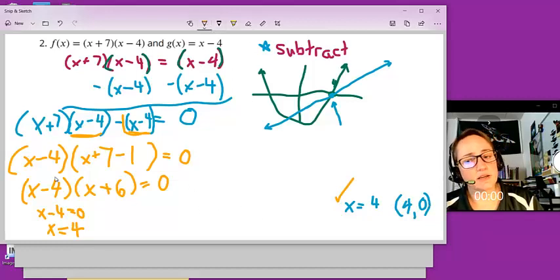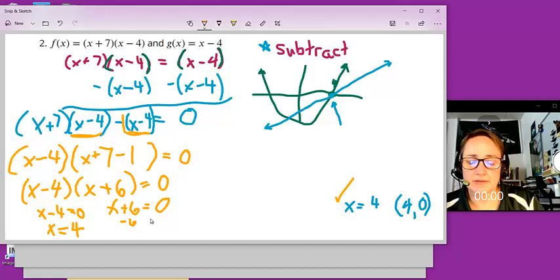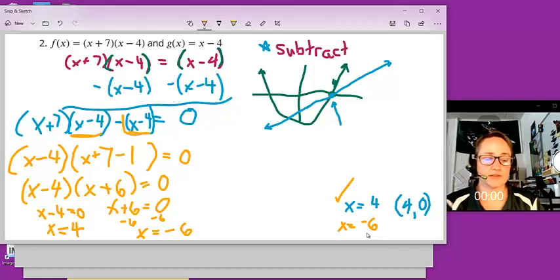But here it is, our second factor, this x plus 6. If I set that equal to 0, because anything times 0 is 0, and if this factor equals 0, whatever I multiply it by will be 0 as well, and I subtract 6 from both sides, I see that my other answer happens when x equals negative 6. So here is where I'm finding that second answer, x equals negative 6.